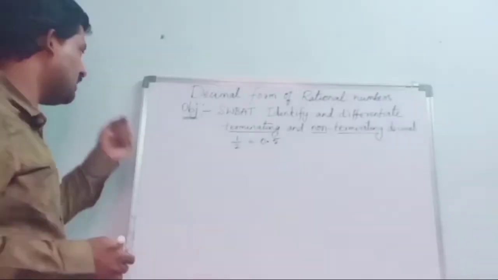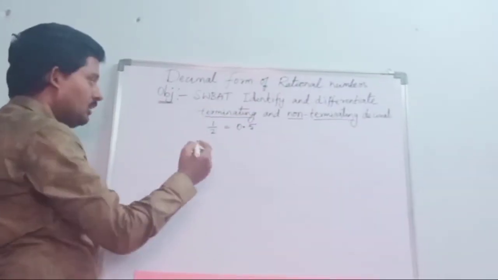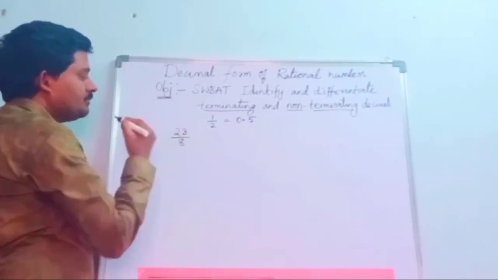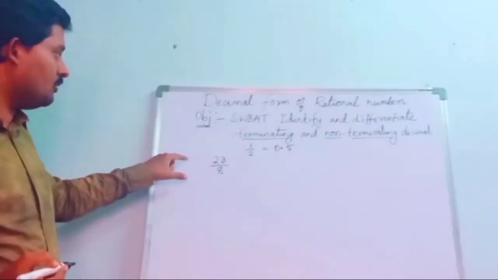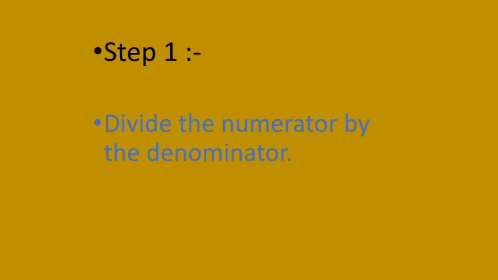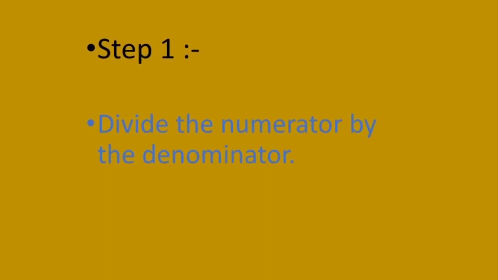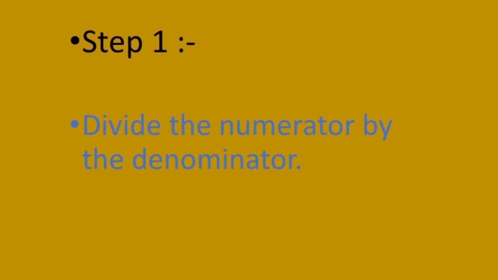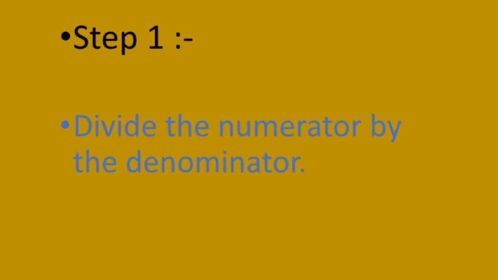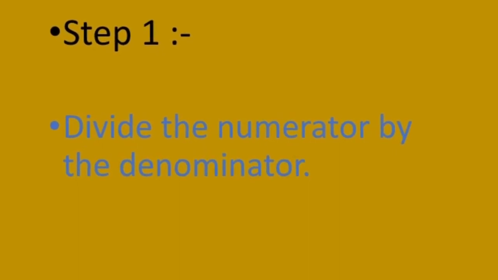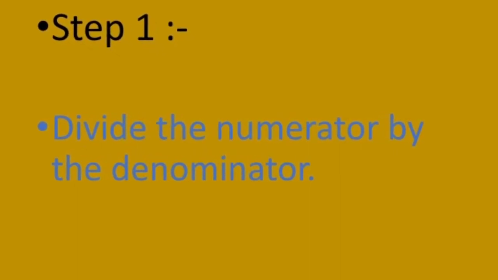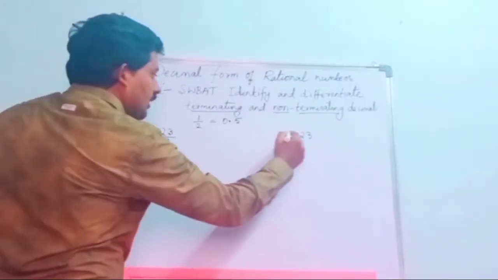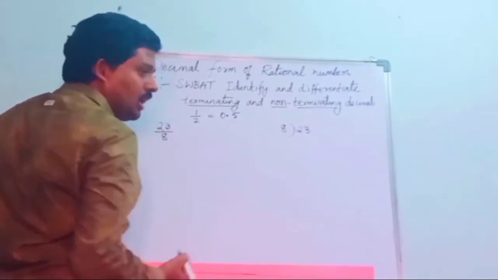For example, let us take a smaller number, that is 23 upon 8. This is a rational number, p by q form, right, where q is not equal to 0. We will apply this procedure to get the decimal form of this number. What is the first step? The first step says divide the numerator by the denominator. So we will take the numerator, which is 23, by the denominator. So the denominator here is 8.